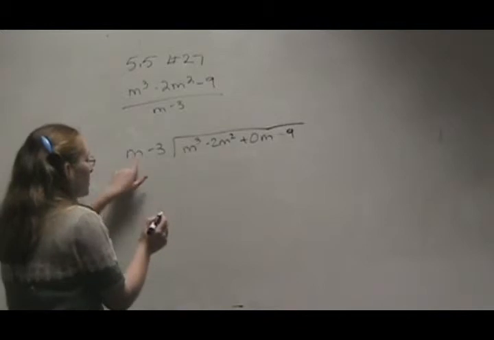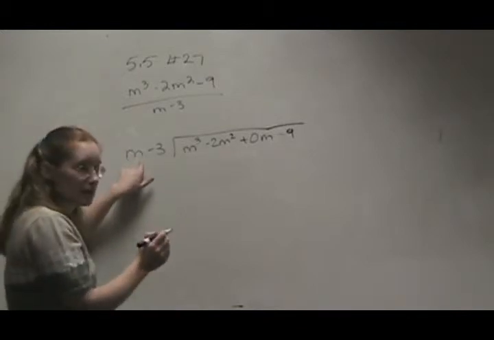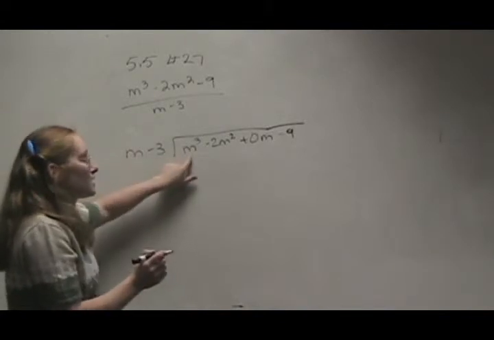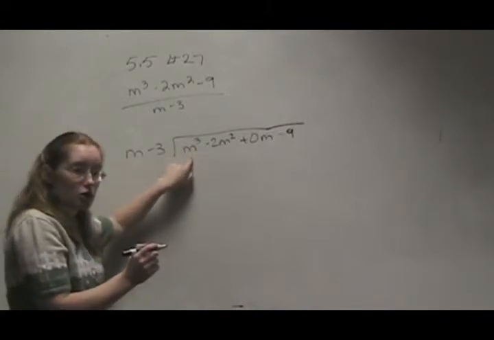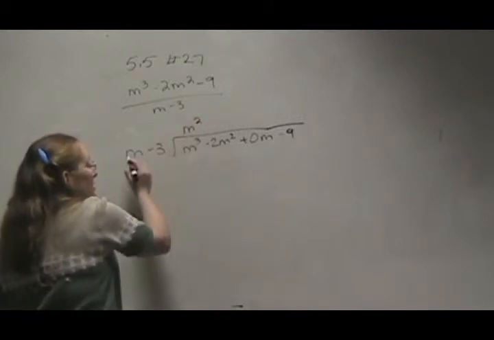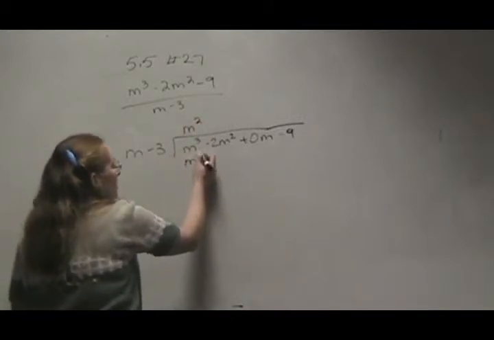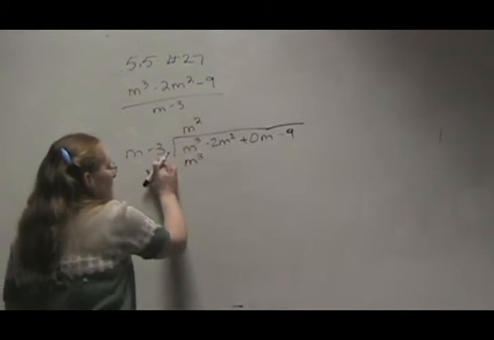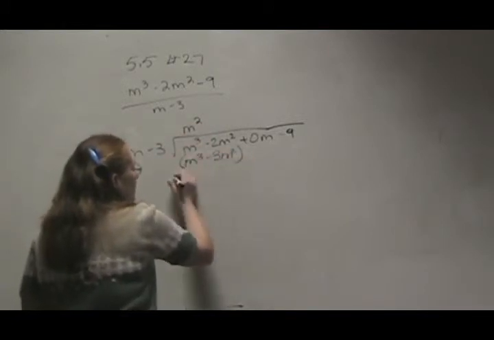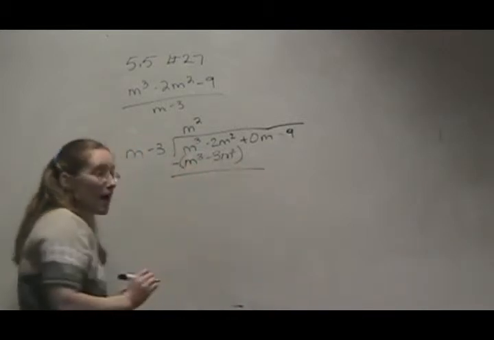So I'm going to start. I'm looking at this m, I just look at the leading term, and I'm looking for what do I need to times m by to get m to the third? Well, I need 2 more m's. I need m squared. So m squared, this gives me m to the 3, and then here m squared times the negative 3, I've got negative 3m squared. Now remember, you're subtracting these.